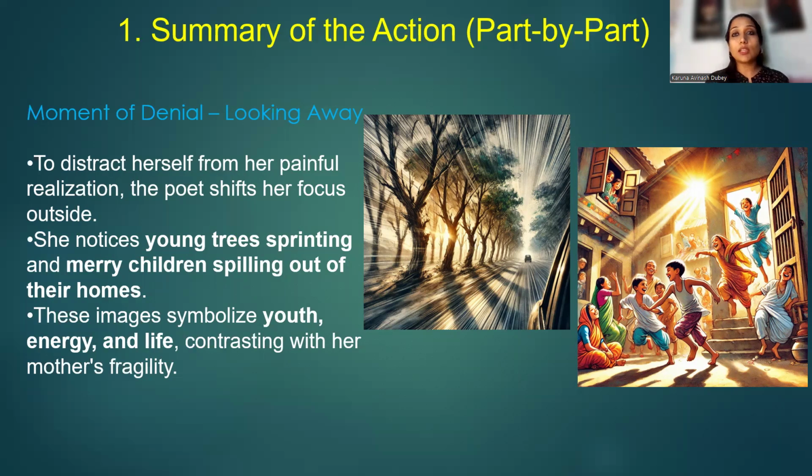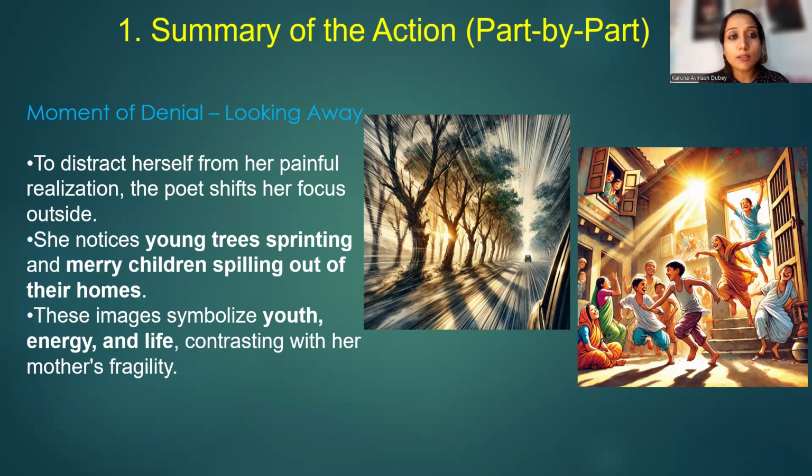Now, you see, look at how the trees are shown. So it's like trees running. The trees are not running. She is crossing that path, and because the car is moving so fast, it appears to be running. So trees sprinting and merry children spilling out of their homes. ये जो दो ideas हैं, it's opposite to how the mother is described. Mother is described as an old woman.